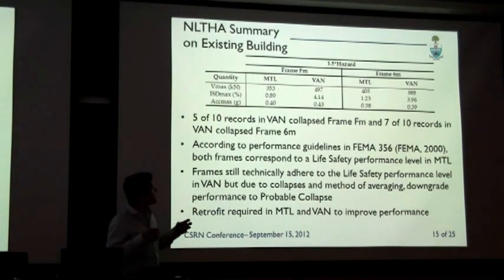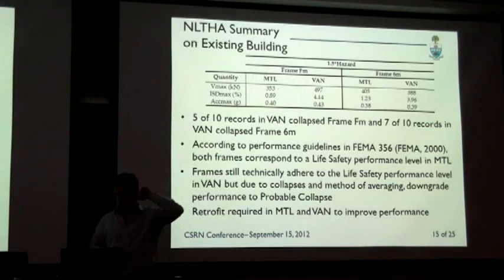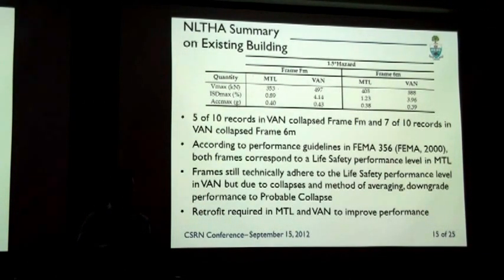Skipping over some of the intricacies, this is a summary table for the nonlinear time history analyses. Basically, what I found was that frame FM in Montreal was okay. It had a maximum inter-story drift of about 0.9%, but in the other direction it wasn't so hot, it didn't quite meet the limit, so the building still needs to be improved for Montreal.